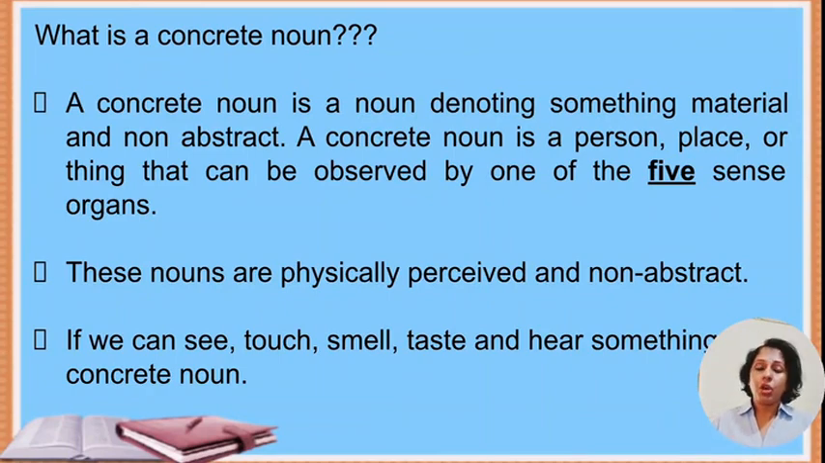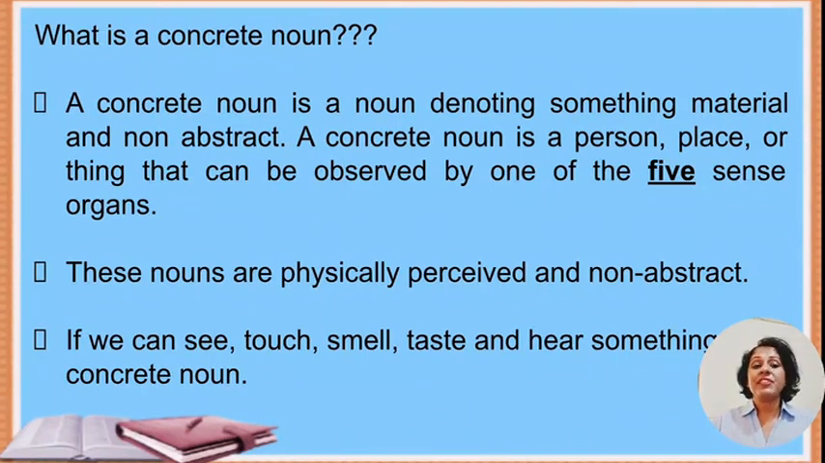In simple terms, concrete nouns are nouns that we can observe or experience with any one of these sense organs. So if you come across a noun and you are confused whether it is a concrete noun or an abstract noun, the easiest way to identify it is to think whether it can be touched, smelled, felt, heard or tasted. If any of these happen, then of course that is a concrete noun. If not, it is an abstract noun.